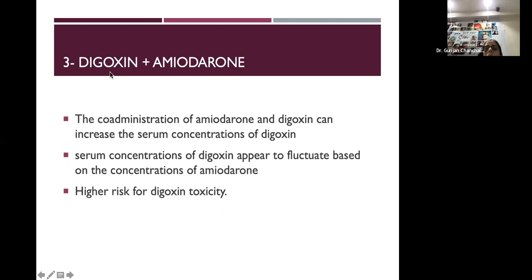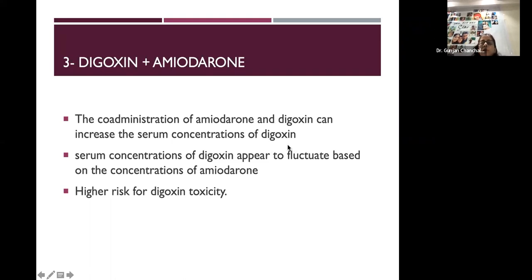Then a commonly used combination for arrhythmias is combining digoxin with amiodarone. A patient who has atrial fibrillation that is not getting controlled with amiodarone, usually they will combine digoxin with it. But when we combine both these drugs, the co-administration will increase the serum concentrations of digoxin. And as we all know, digoxin is a drug with a very narrow therapeutic index.